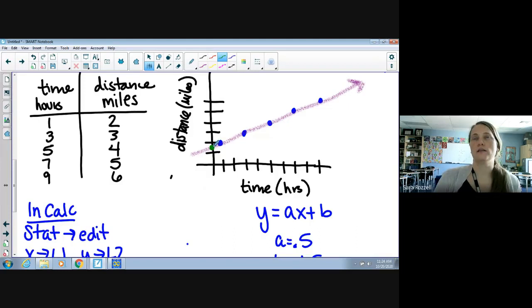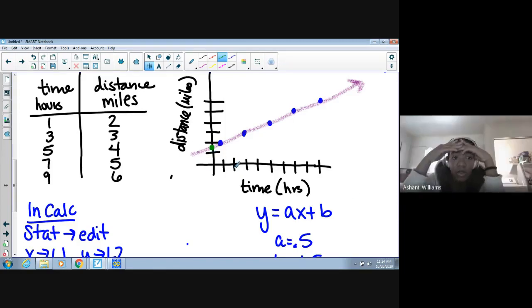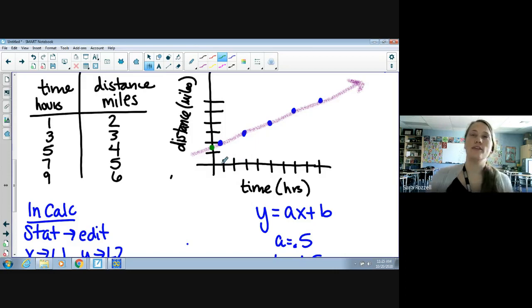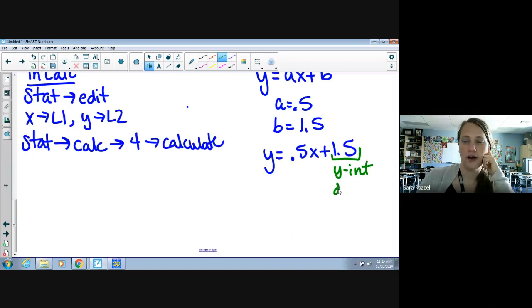What does this ordered pair mean? What would this point mean? It's got an x value of 0 and a y value of 1.5. How far they went in 0 hours? Yeah. So if they're asking what the y-intercept means, you will say that at 0 hours, the distance was 1.5. So look back at your graph and think about what that would mean. 0 hours, distance 1.5. So you have a distance of 1.5 miles at 0 hours.